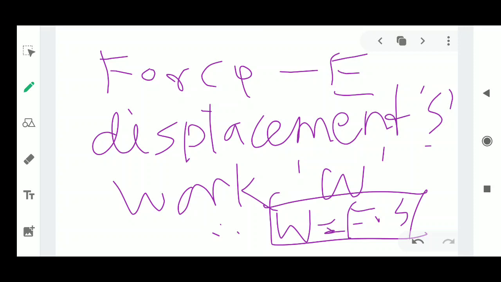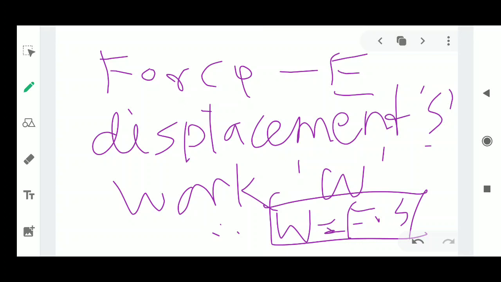Okay, so force and displacement are vector quantities because force has magnitude and direction. Force is applied in a particular direction, and displacement also occurs in a particular direction. Therefore, force and work is a vector quantity.